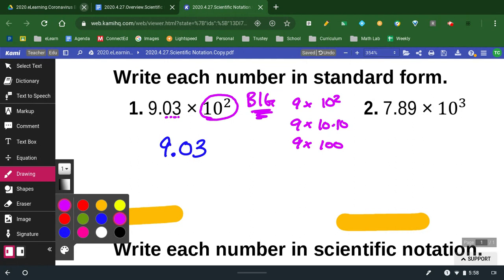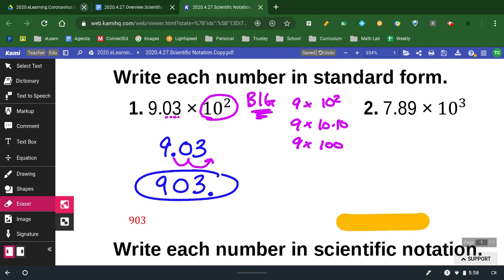It means move the decimal point 2 places and make sure you move the decimal point so you make a large, large number. In other words, if I accidentally moved it the other direction, I would make a tiny, tiny decimal. That is not what we would want. So I can now rewrite this number as 903 with the decimal place in the proper place, and then I can erase my answer to check it.